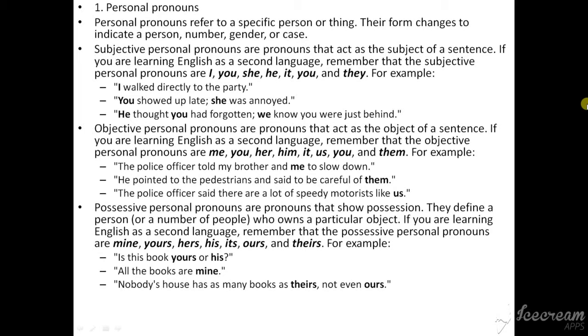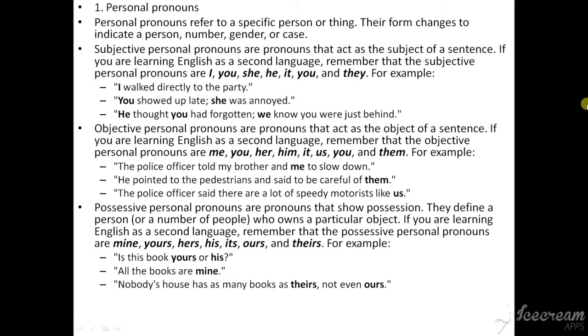Types of pronouns. Personal pronouns. A personal pronoun is the first type, and it refers to a specific person or thing. Their form changes to indicate a person, number, gender, or case. Subjective personal pronouns are pronouns that act as the subject of a sentence.